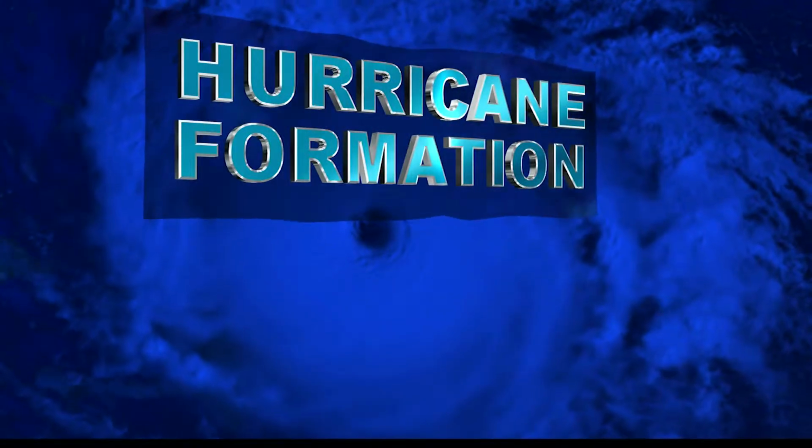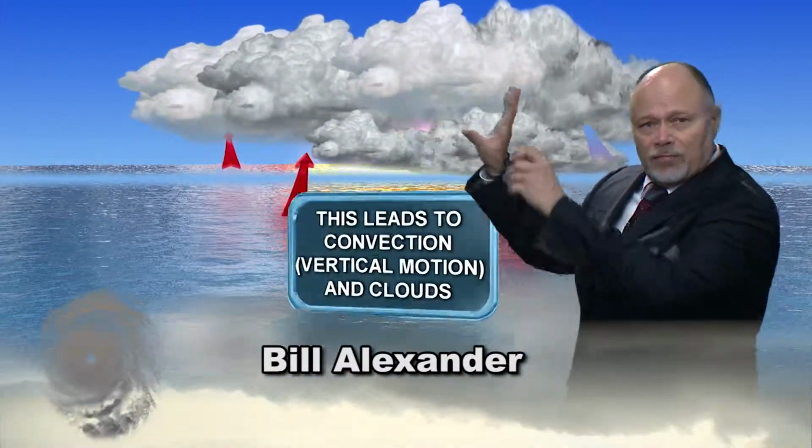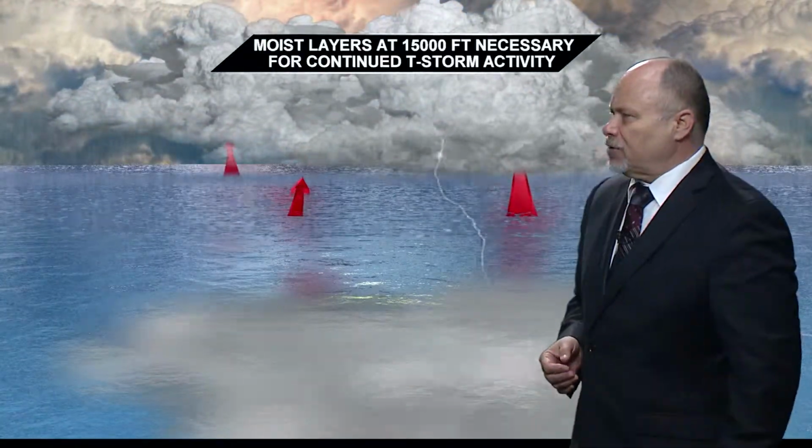All right, let's talk about hurricane formation in the Atlantic Basin. That's really where it's at for us here on the Middle Texas coast. Start off with daytime heating in the tropics, unstable air. Temperatures cool with height, produce thunderstorms, and those thunderstorms continue to grow and coalesce. We have a lot of different scenarios that help this.